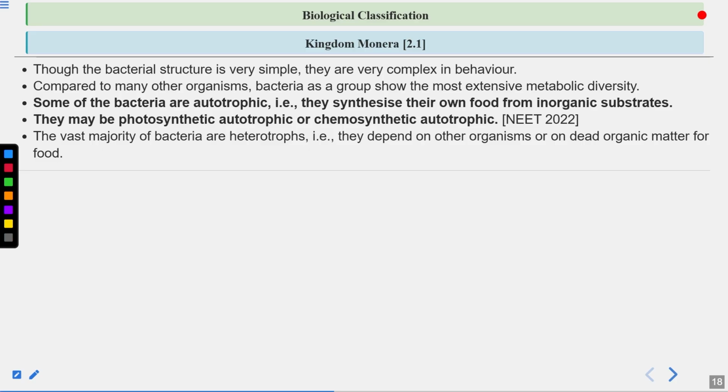The vast majority of bacteria are heterotrophs. That is, they obtain nutrients from other organisms, or from dead and decaying organic matter. So they can be parasitic, or they can be decomposers, which feed on dead and decaying organic matter.